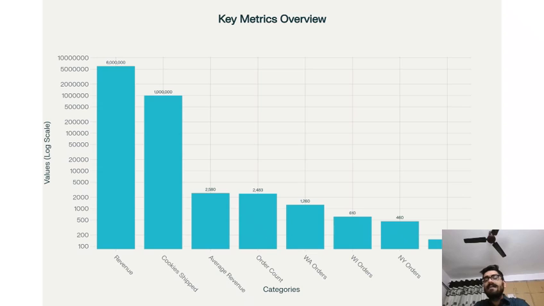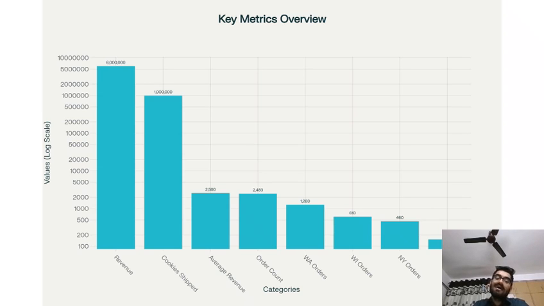And sir, this is the key metrics overview which I have considered. The key metrics overview shows every factor which I have taken in the dashboard, starting from revenue, cookies shipped, average revenue, order count, Washington orders, WI orders, New York orders, and the last date orders.